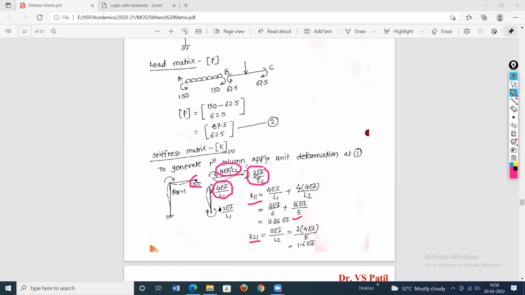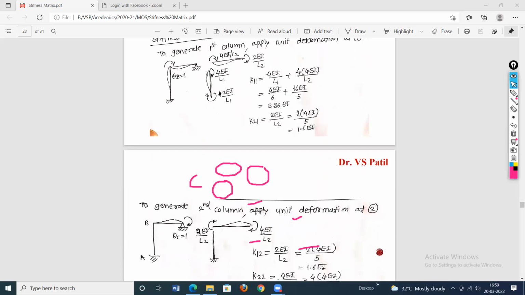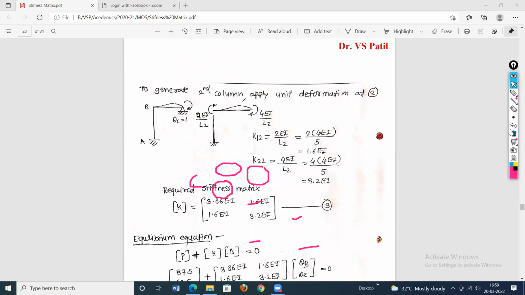Okay, so it is plus, it is clockwise. So this is clockwise and our assigned coordinate 2 is also clockwise. Therefore, this element is positive. So 2 into EI value is 4EI divided by L2, which is 5 meter. So it is coming 1.68. So this is the first column of the stiffness matrix. Then generate the second column of the stiffness matrix.